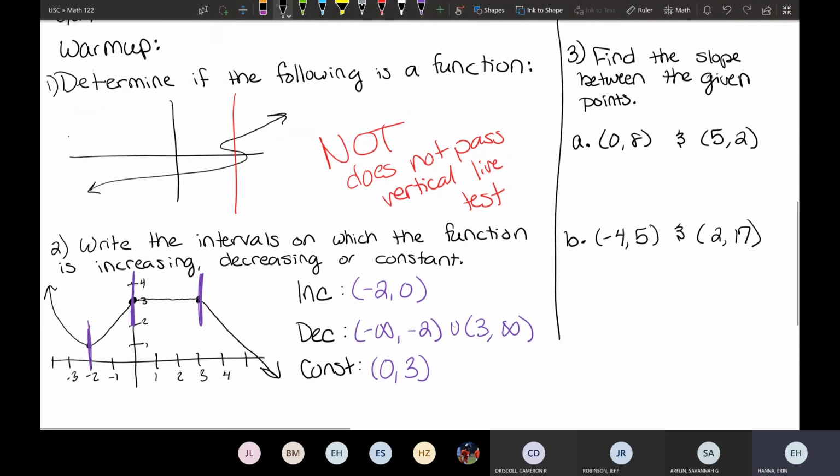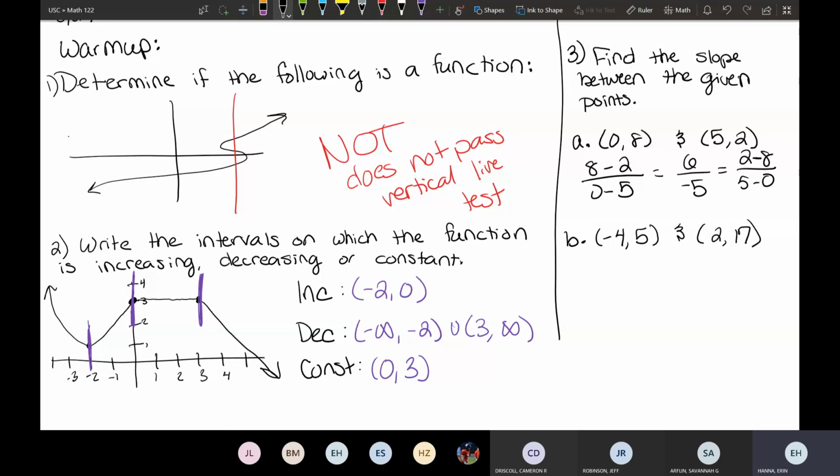And then this last piece was our new thing that we talked about last time. Find the slope between 2 points. It doesn't matter which point you use as your x1, y1, x2, y2. Personal preference, I always put the larger y value first. So I would do 8 minus 2 over 0 minus 5, which would give us 6 over -5. Or if you did it the other way, 2 minus 8 over 5 minus 0 gets you the same thing, except the negative would be on the 6.